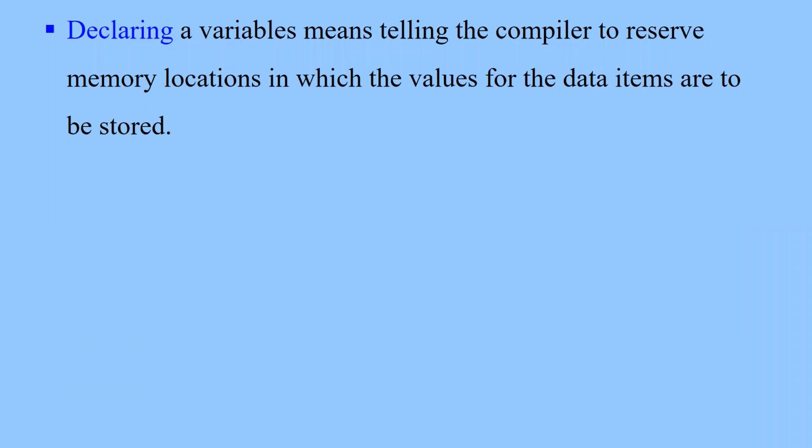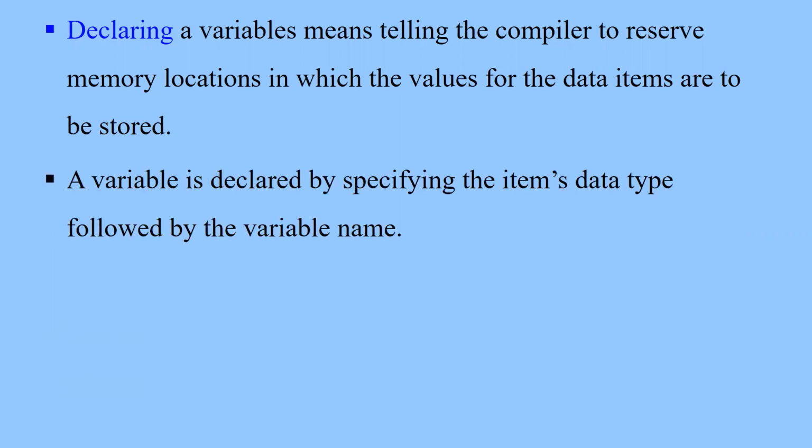Then we have the section for declaring variables. When we talk about declaring variables, it means telling the compiler to reserve memory locations in which the values for the data items are to be stored. It is setting memory locations assigned to be used for a certain purpose.